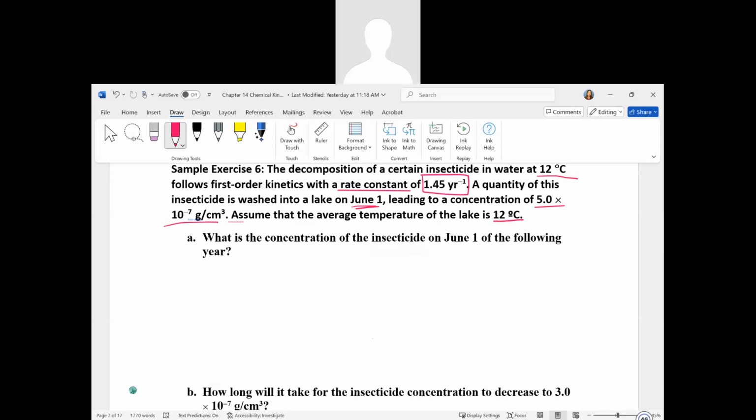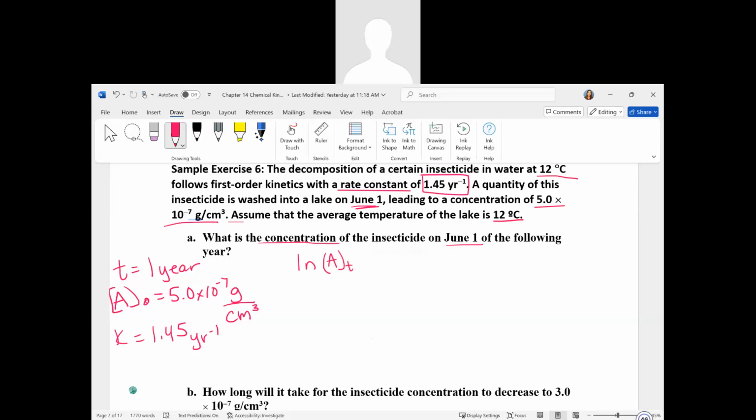So then we're asked in part A here, what is the concentration on June 1st of the following year? So exactly 1 year has passed. We're told that our initial concentration of A was equal to 5.0 times 10 to the negative 7 grams per cubic centimeter. This is generally a derived unit used for density, but we can also use it for concentration. And we're also given our k value, 1.45 per year. So let's take a look at the first order rate law equation.